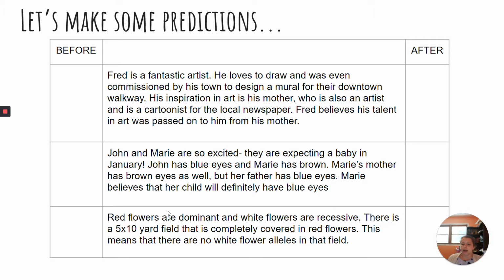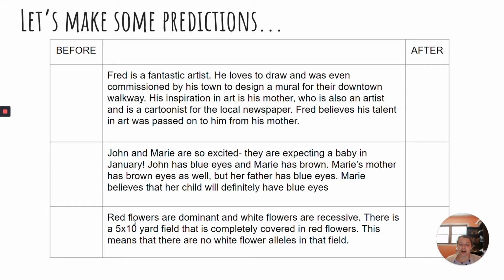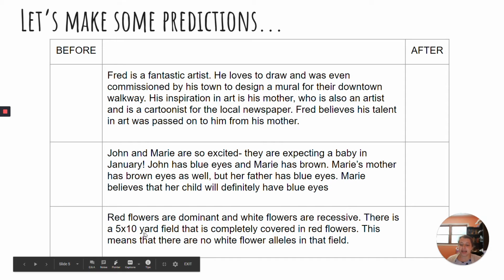Okay. All right, and the last one, red flowers are dominant and white flowers are recessive. Okay, those are two terms that we've kind of touched on, but we will touch on later. There is a 5 by 10 yard field that is completely covered in red flowers. This means that there are no white flower alleles in that field.